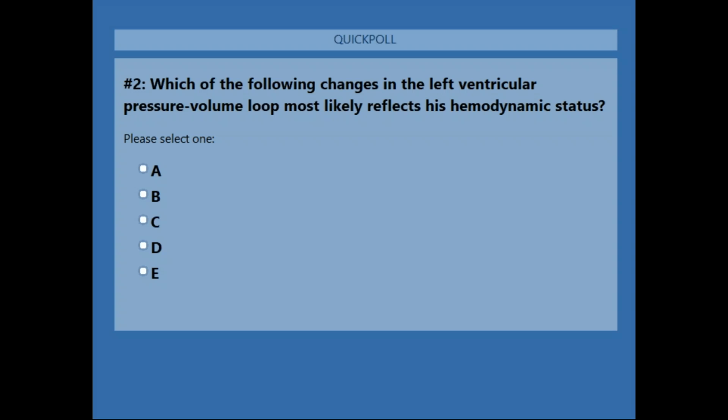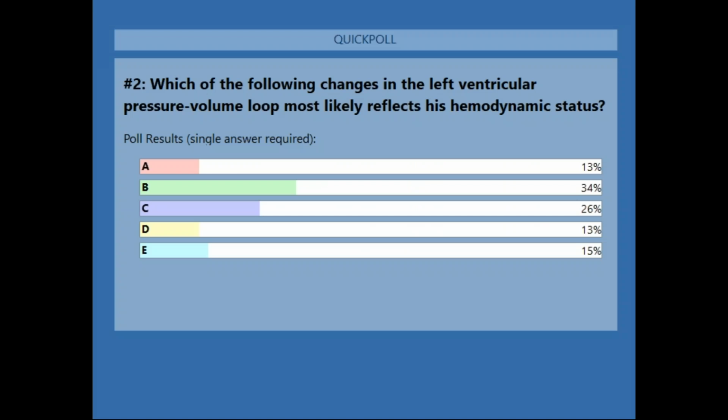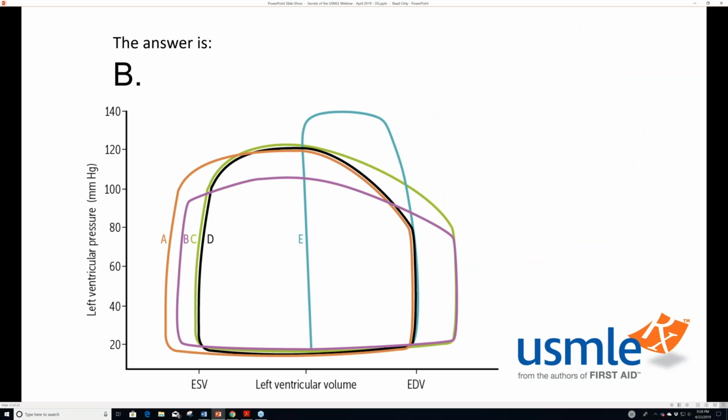All right, looks like we got enough answers. So I'm going to go ahead and close the poll and share the answers that you've given me. And you can see that the most popular answer is B, followed by C. And then there's a spread over all the other pressure volume loops. So this one was a challenging question. So let me go ahead and drop the poll, and let's get back to this and then see what the actual answer is. And the answer is B. So about 30%, 35% of you folks got that right. All right, great job to those who got it right.